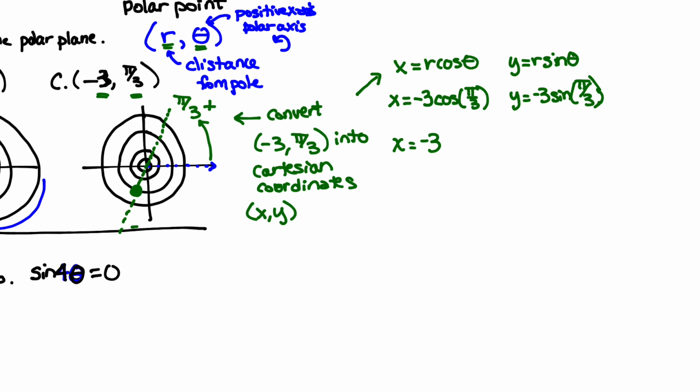Ooh, cosine of pi over 3. Anthony, do you remember cosine of pi over 3? What is cosine of pi over 3? 1 over 2, it is. 1/2. Absolutely. Logan, you got me sine of pi over 3? It's square root 3 over 2? Absolutely, nice. And so your x value should be negative 3 over 2, or negative 1.5. And the y should be negative 3 square root 3 over 2.